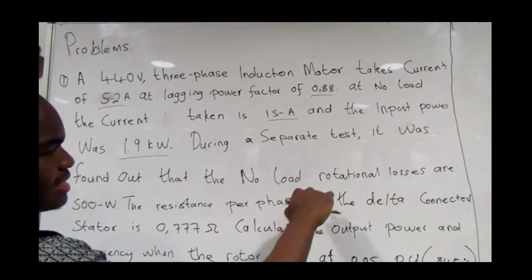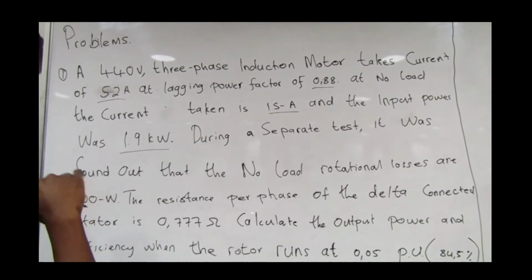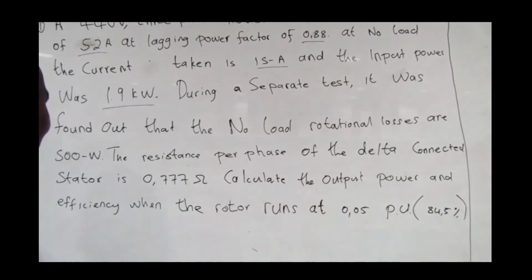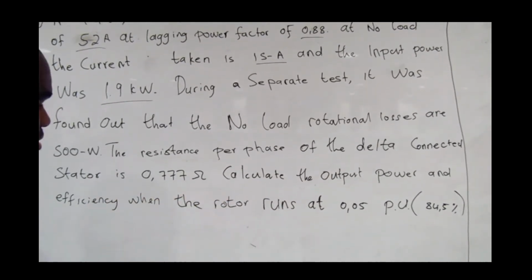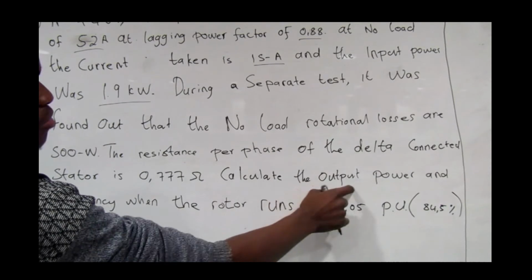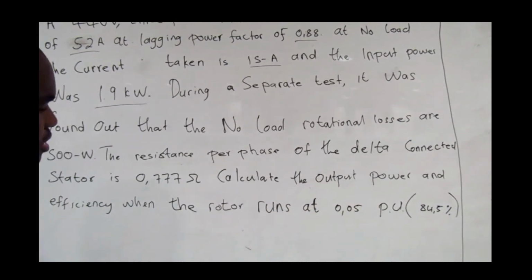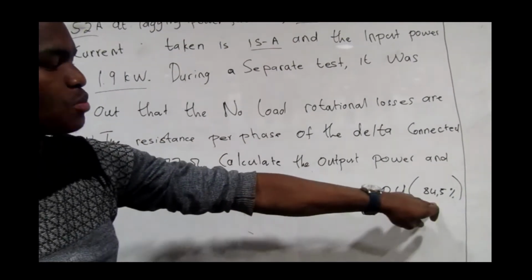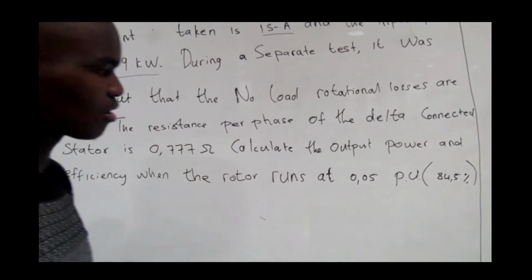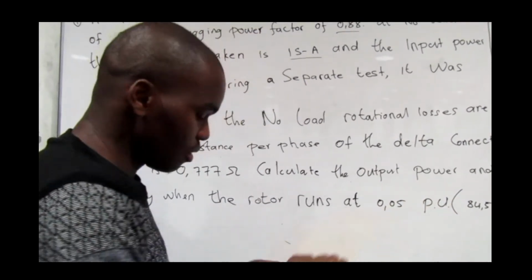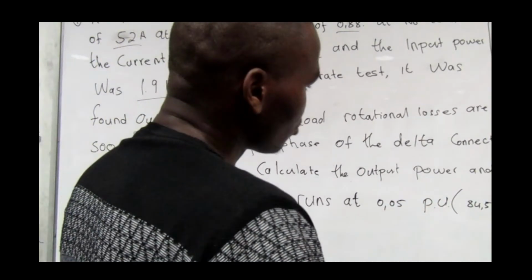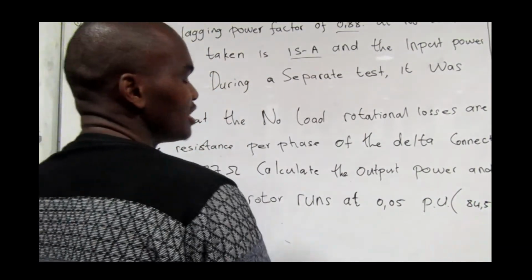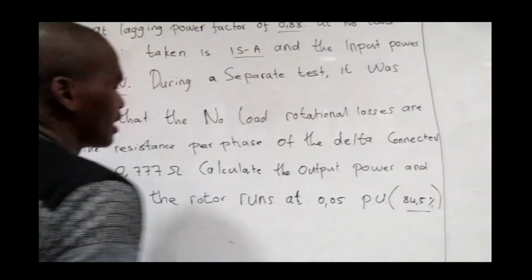Now remember, I said these losses stay the same whether it's full load or no load. The resistance per phase of the delta connected stator is 0.7 ohms. Calculate the output power and the efficiency when the rotor runs at 0.05 slip. Now this is the expected answer from these calculations. So we need to calculate the output power and the efficiency. This is the expected answer for the efficiency.